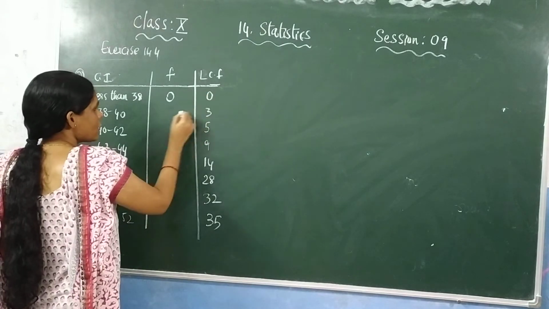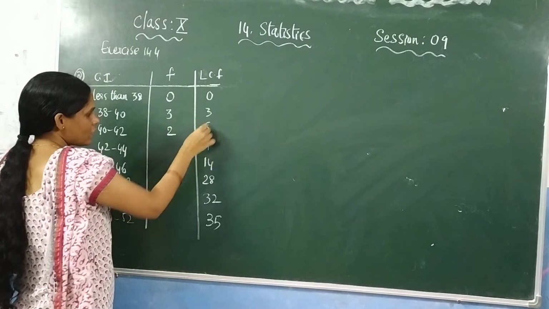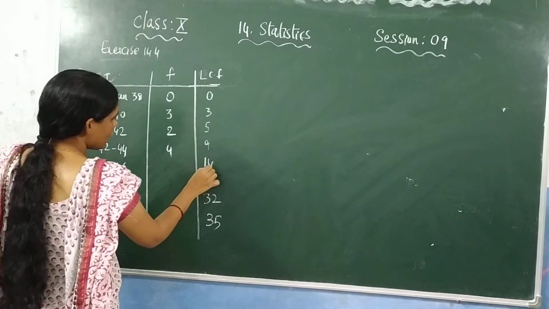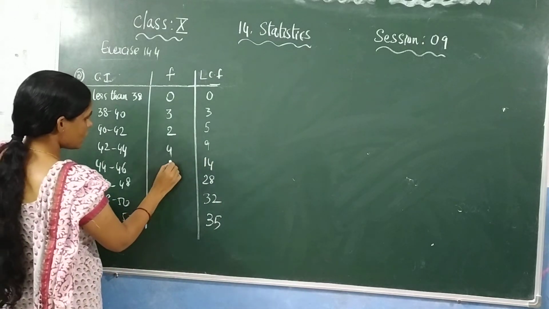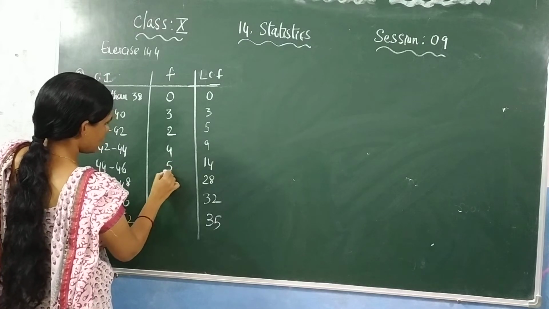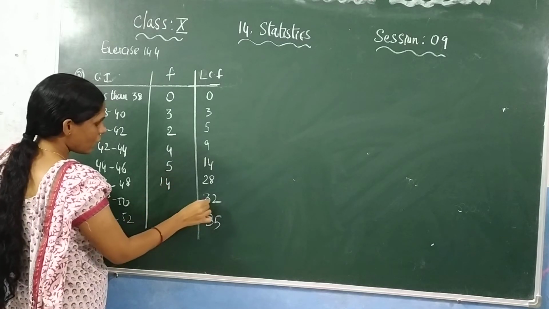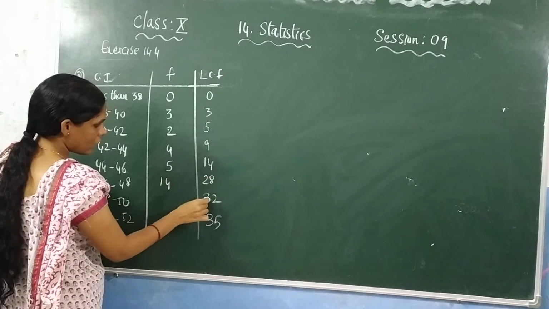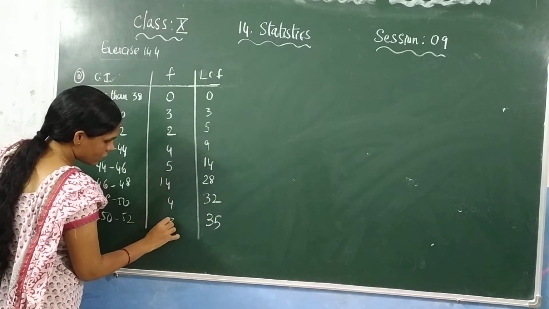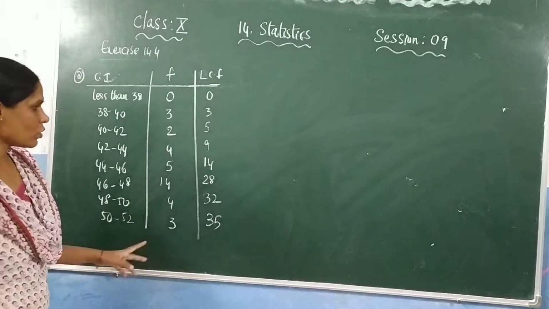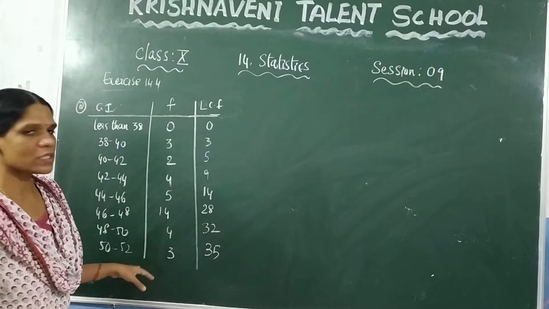So here 3 minus 0 gives you 3, and 5 minus 3 is 2, 9 minus 5 is 4, and after that 14 minus 9. What is the value of 14 minus 9? Which is 5. And after that 28 minus 14 gives you 14, and after that 32 minus 28 which is 4, and after that 35 minus 32 which is 6. So what we have done, we have subtracted the cumulative frequencies so that we got these frequencies.